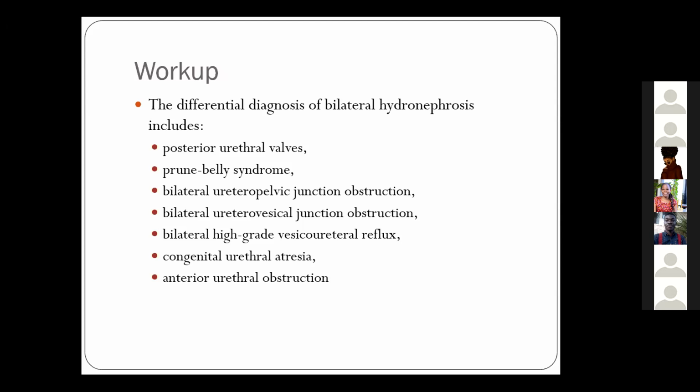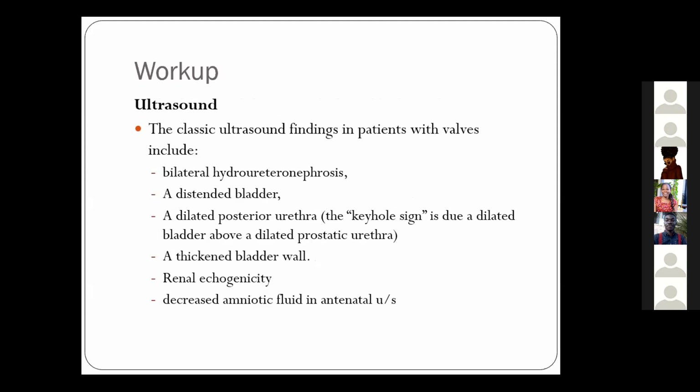Of course, you may have congenital urethral atresia, or you may also have anterior urethral obstruction, maybe from congenital anterior urethral valves. We're talking about the posterior, but there are also anterior urethral valves. It may also be due to congenital strictures, which are very rare. So when you're working up the patient, this is what you're thinking about, and you want to end up making your diagnosis of posterior urethral valves.